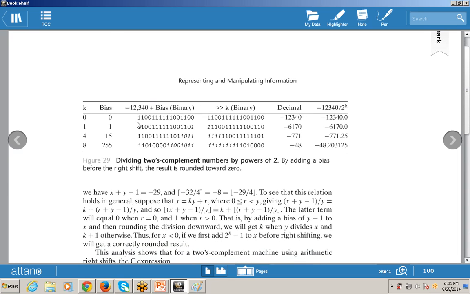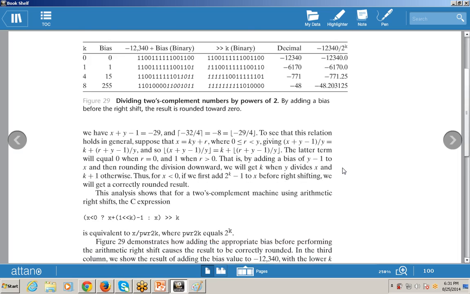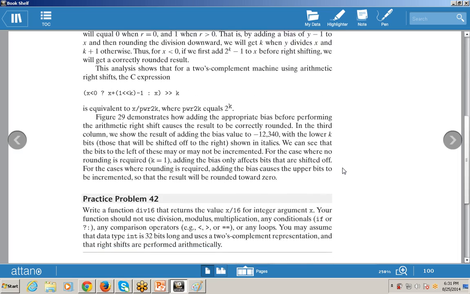This is another example. This is the binary number, this is the right shift, this is the decimal number, and this is the dividing by power of 2.